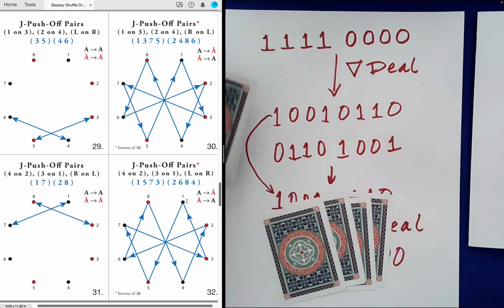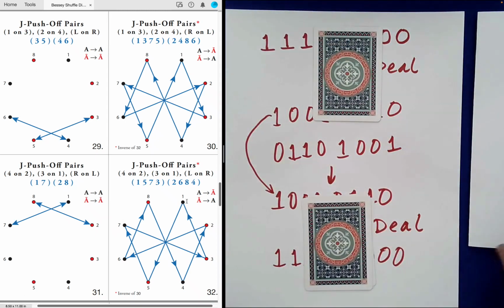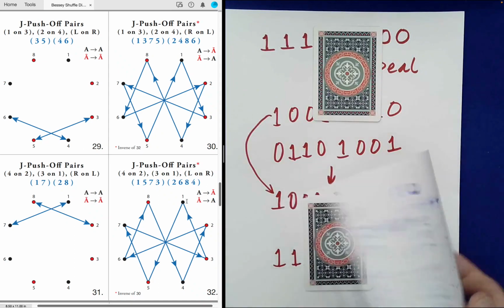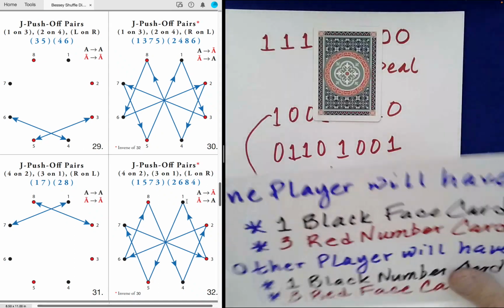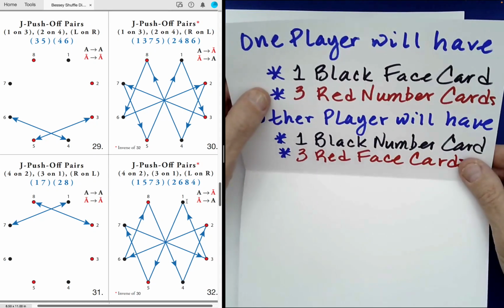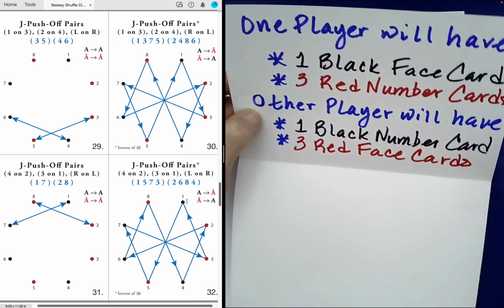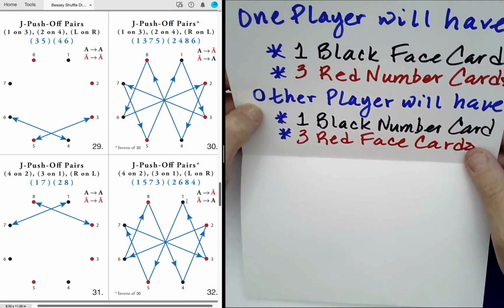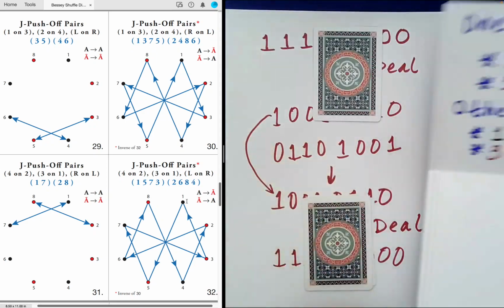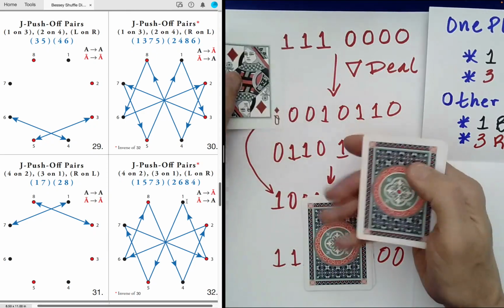So let's go ahead and just check. What we would normally do after this point, we'd say, oh yeah, I have a written prediction here. Let's see, what does that say? It says one player will have 1 black face card and 3 red number cards, while the other player will have 1 black numbered card and 3 red face cards. Is that true? Let's just check this.